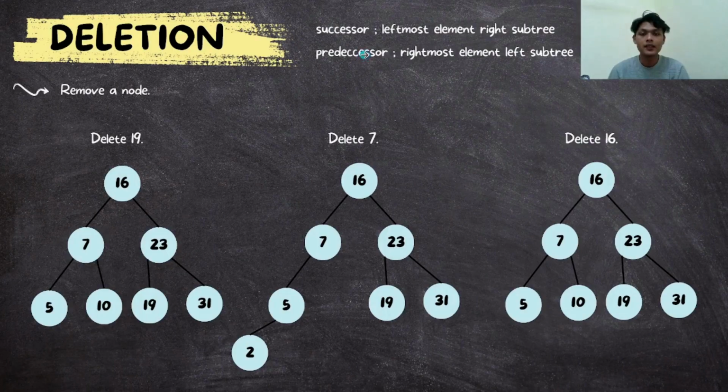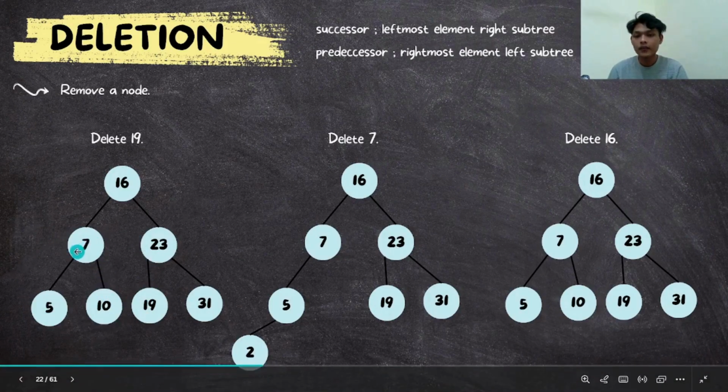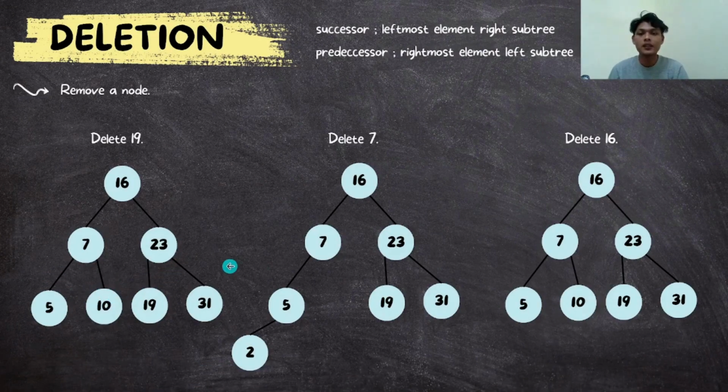So what is successor? Successor is the leftmost element in the right subtree. So in this tree, in the right subtree, the leftmost element is 19. While the predecessor is in the left subtree, the rightmost element, which is 10. So 10 is our predecessor.